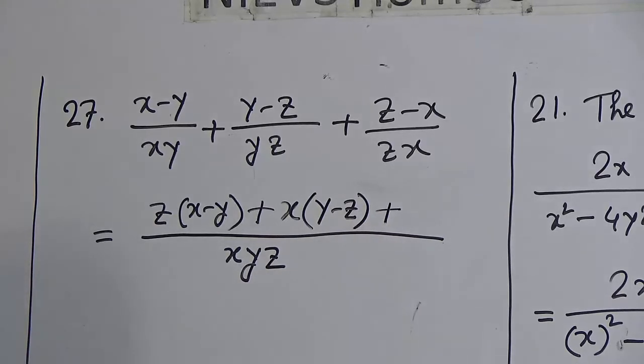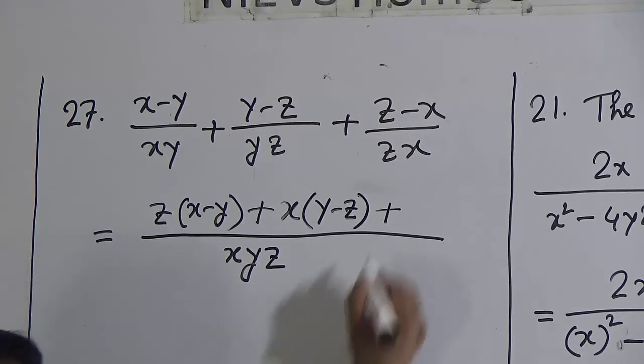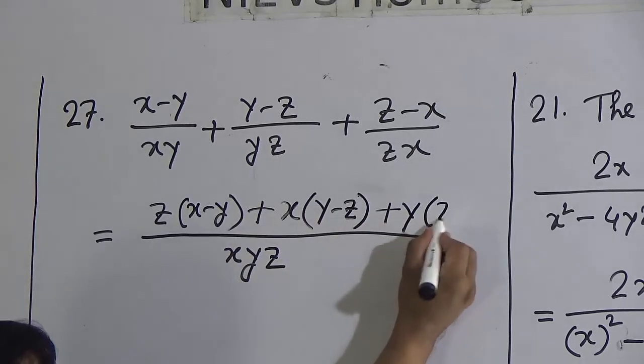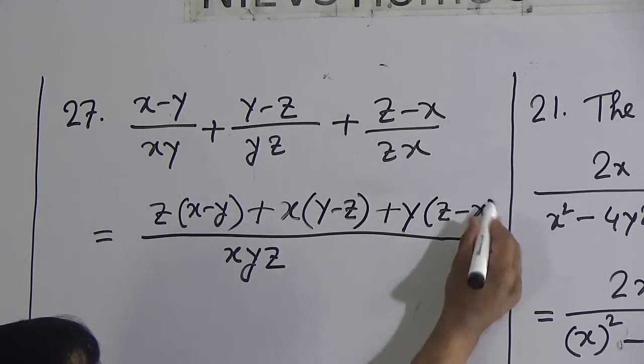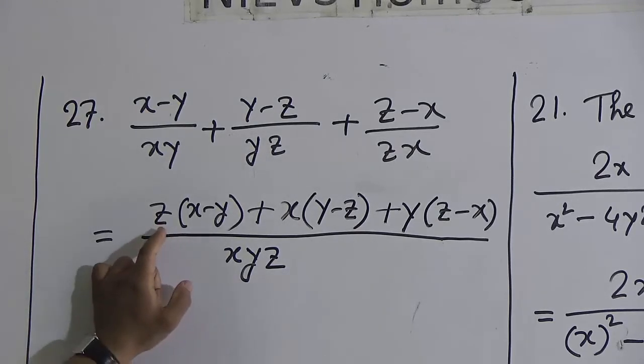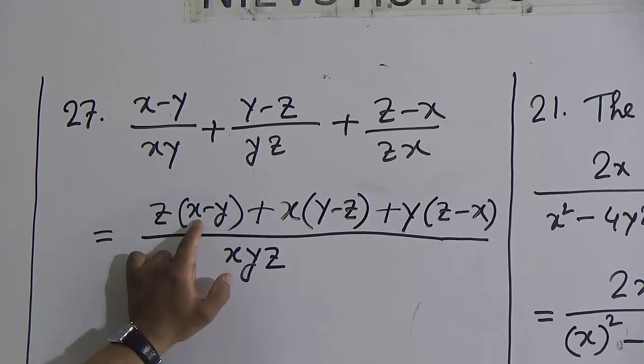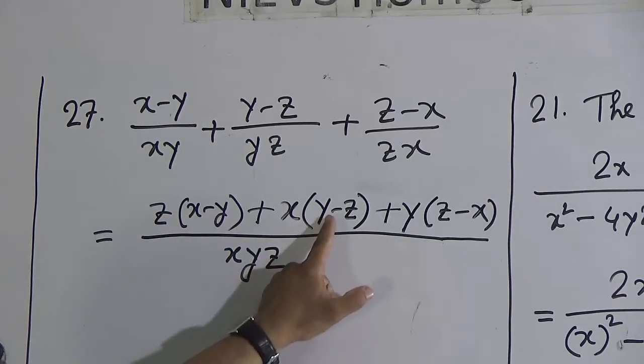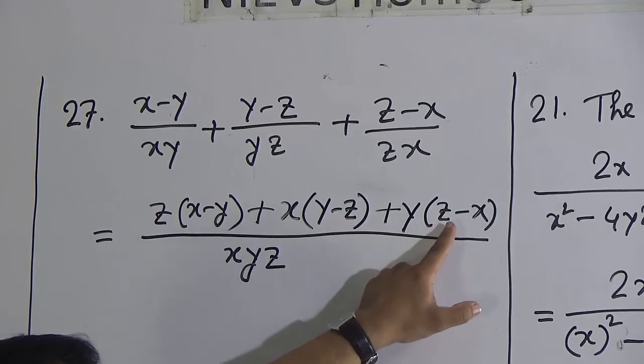Again, for the third fraction, we need to divide the LCM xyz by the third fraction's denominator zx. So x and z will be omitted, only y will be there. We multiply it with the numerator z minus x. I hope you have understood how to solve. Now it's a very simple multiplication. We need to distribute this, the multiplication law of distribution. z will be distributed with x minus y, x will be distributed with y minus z, and y will be distributed with z minus x.